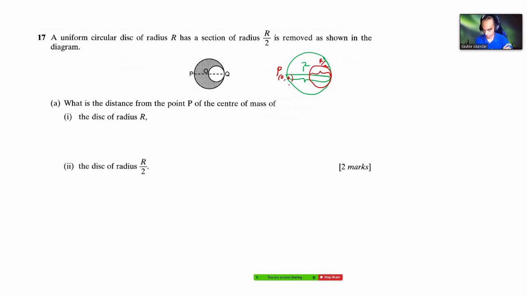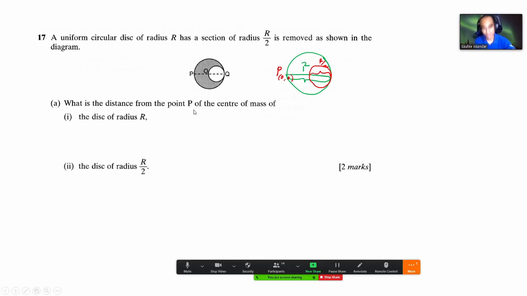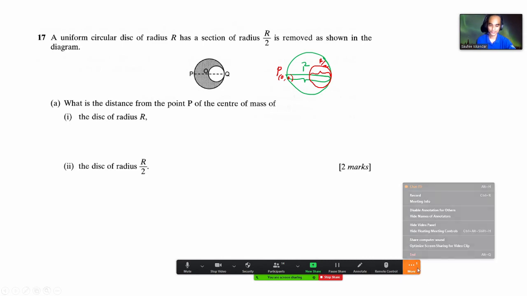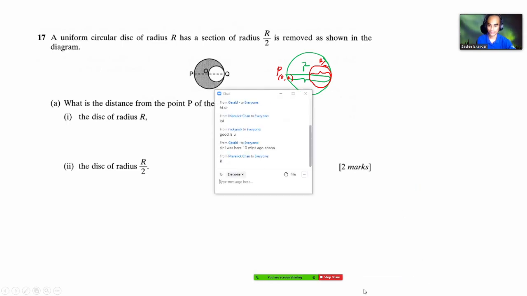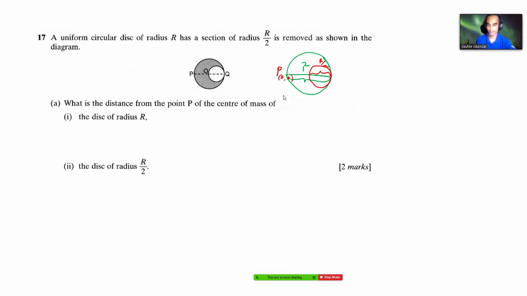I have, sir, but I think I'm wrong. First one, this is one. You see here, it's only 2 marks. Must be very easy, right? It's 2 marks only. Okay, where's the answer? R, correct, Maverick. It is R. So the distance from P to the center of mass. The center of mass for radius R is this point, in the middle of course. So the distance is R. So 1 mark over there. See, it's 2 marks.